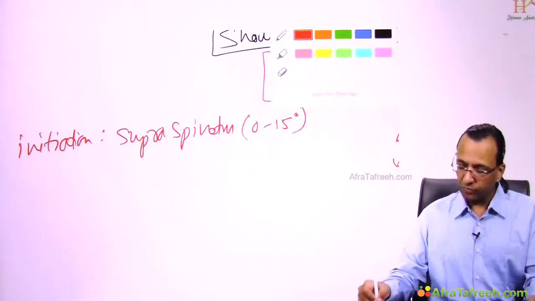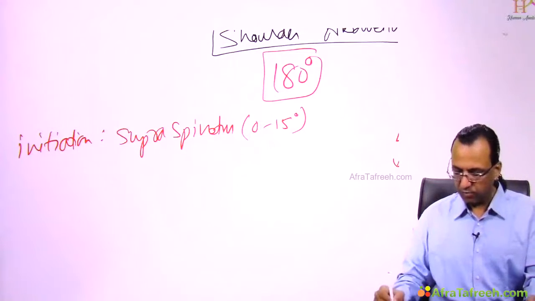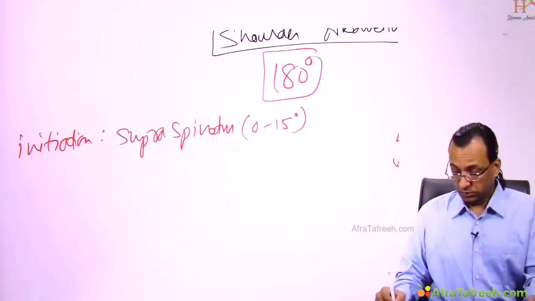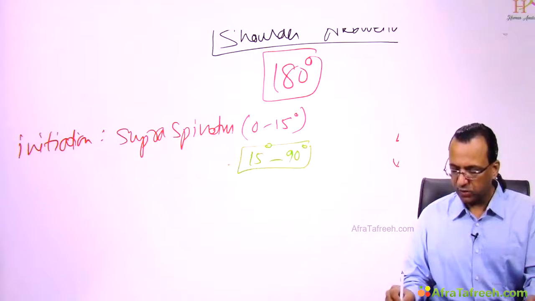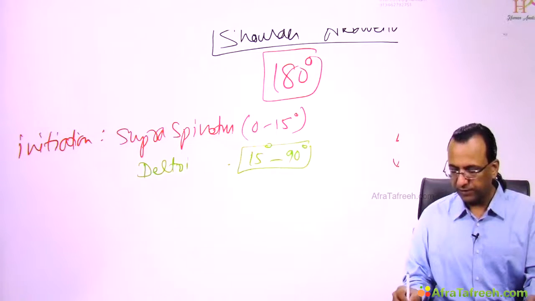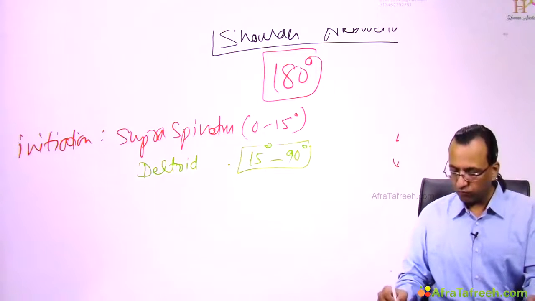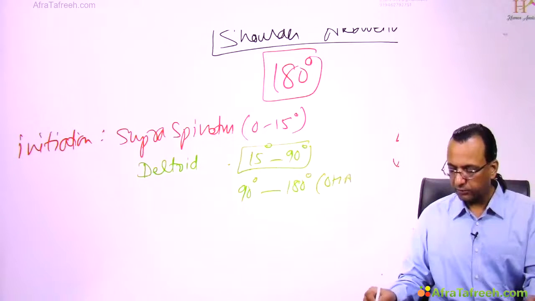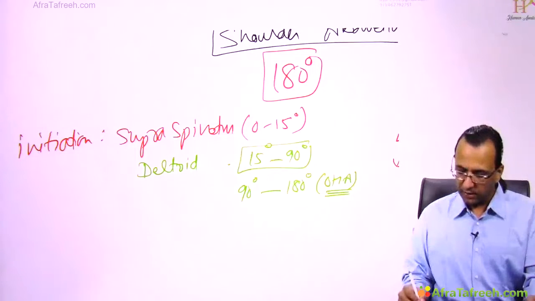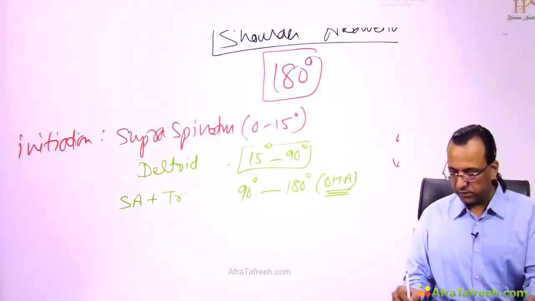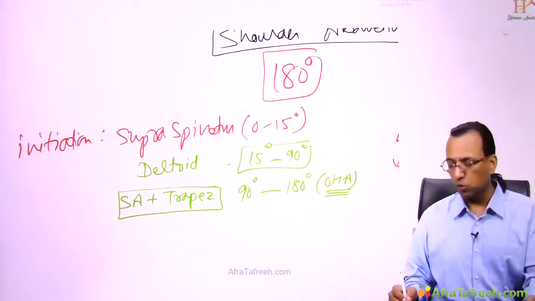Then what about the next stage of movement? If I am doing the movement from 15 degrees to 90 degrees, then you have the deltoid chiefly working. And what about the 90 degree movement to 180 degrees, which is also called overhead abduction? For overhead abduction, there are two muscles working together, called the serratus anterior plus the trapezius. So serratus anterior plus trapezius is for 90 to 180 degrees.